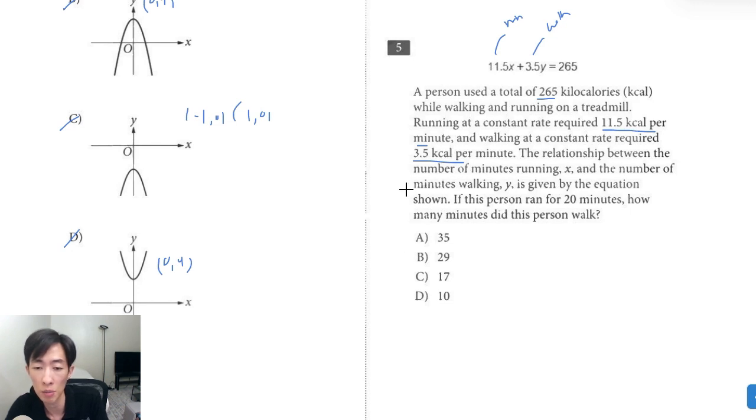The relationship between the number of minutes running, x, and the number of minutes walking, y, is given by the equation shown. If this person ran for 20 minutes, how many minutes did this person walk? So since x is the number of minutes running, we plug in 20 for x, and then we solve for y.